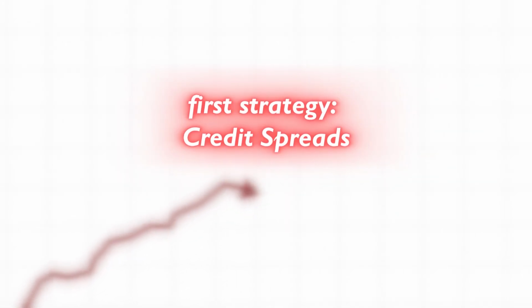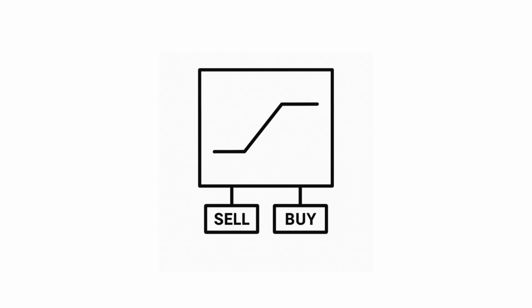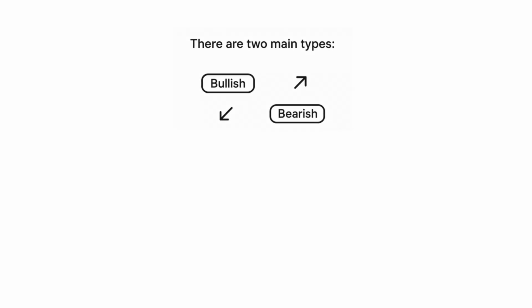Okay, the first strategy is the credit spread. Let's start with one of my favorites, the credit spread. This is a two-leg strategy where you sell one option and buy another option at a different strike price with the same expiration. There are two main types.